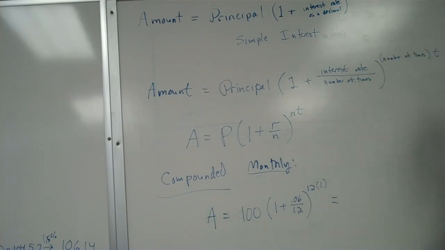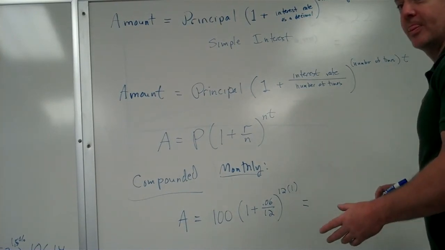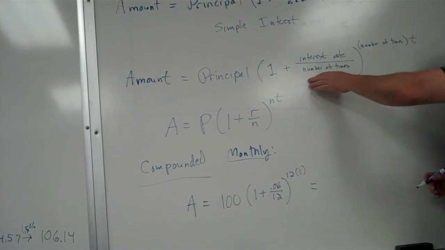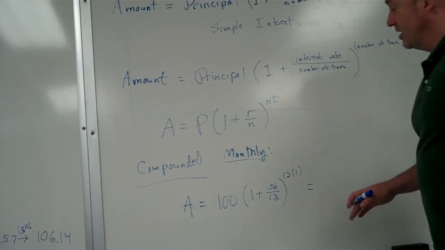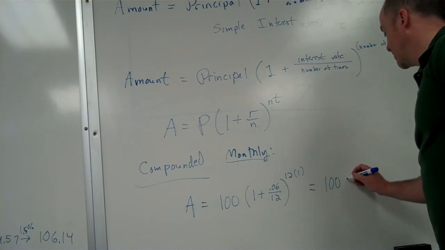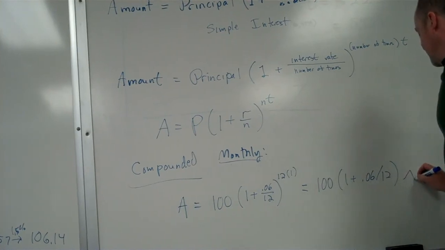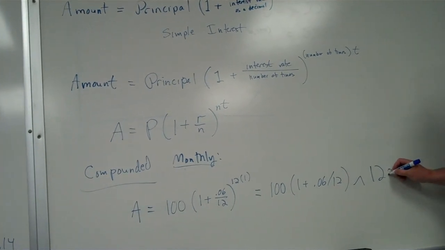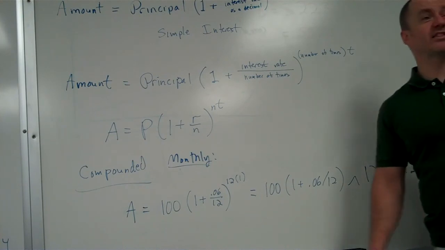Wait, why do you have 12 on top then? Because it's raised to the number of times times t. See, if I do this once every month, then I have to figure this out 12 times in 1 year. Okay, so with your calculator, I would put this in as 100 parentheses 1 plus 0.06 slash 12 parentheses hat mark 12. And someone tell me what this number is. 106 point 2. Well, yeah, it's rounded.